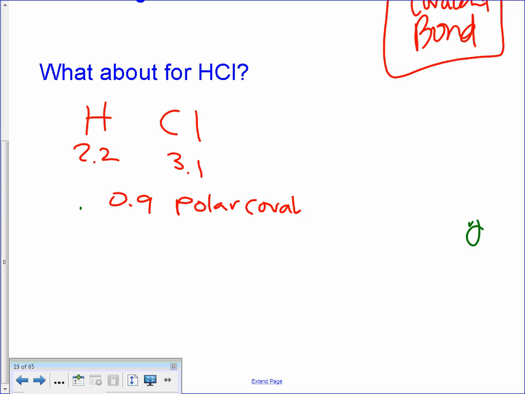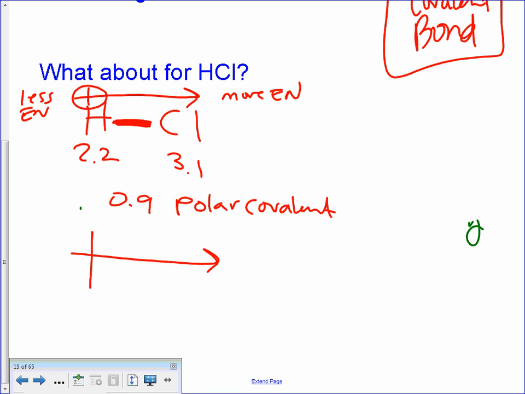Okay, so this bond between H and Cl, I'm going to draw it just as a line instead of 2 dots. That line indicates that chlorine is more electronegative, and that's the 3.1. H is less electronegative. Don't you see this side kind of looks like a plus? That's the arrow that I'm drawing. It's got a hash mark on one side and an arrow on the other side.